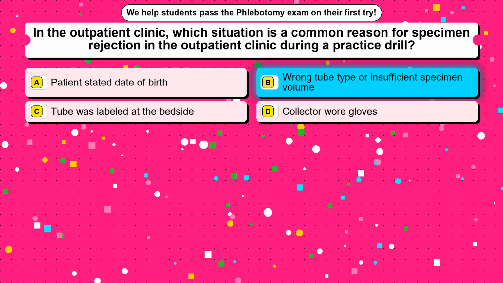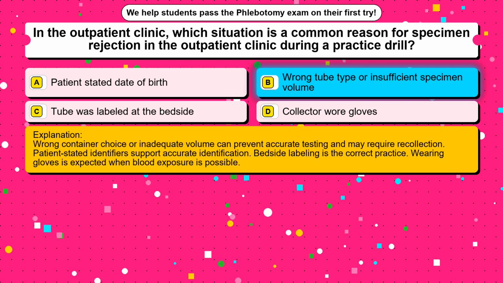The correct answer is option B. Wrong tube type or insufficient specimen volume. Wrong container choice or inadequate volume can prevent accurate testing and may require recollection. Patient stated identifiers support accurate identification. Bedside labeling is the correct practice. Wearing gloves is expected when blood exposure is possible.